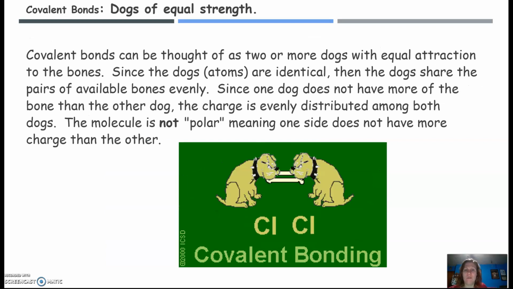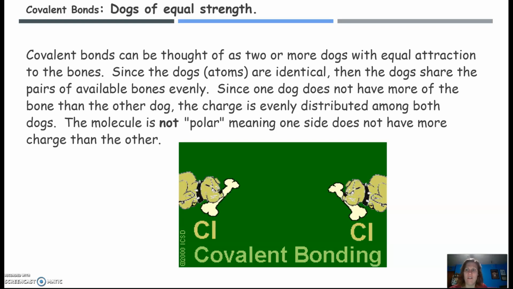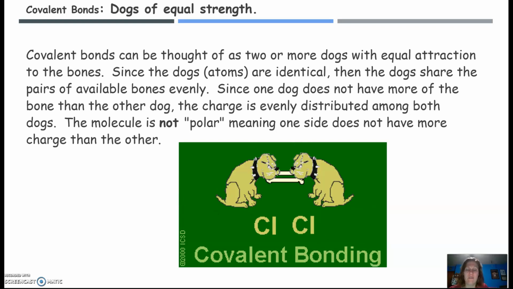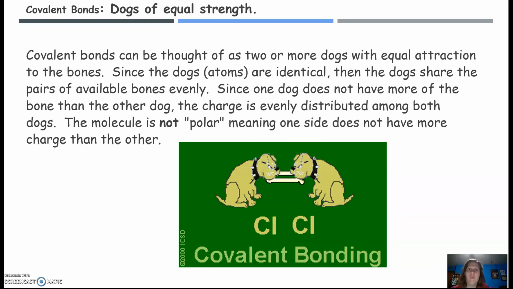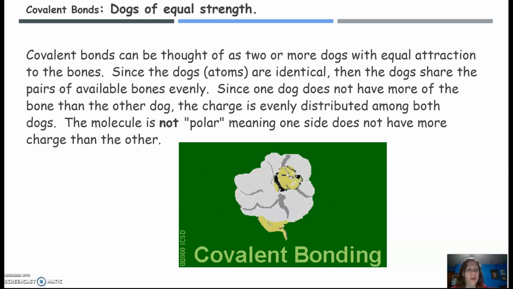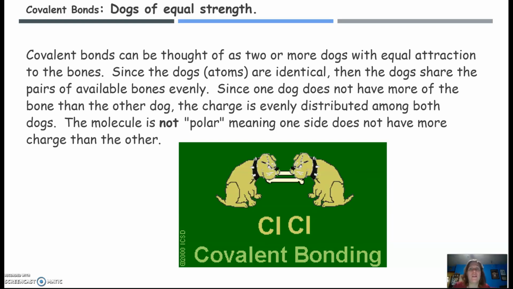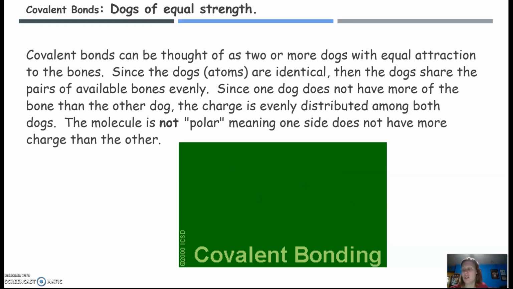With covalent bonds, though, the dogs run into each other and nobody takes it. They both keep a hold of it, and I call it dogs of equal strength. Or I think of covalent bonds like my twin nieces. When they were 2 and 3, they never wanted to share. This is my twin nieces, both having their hands on the same toy. That's the way covalent bonding is. None of them wants to let go of the electron. They're just holding it equally.